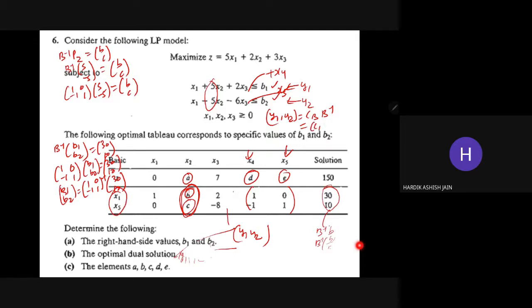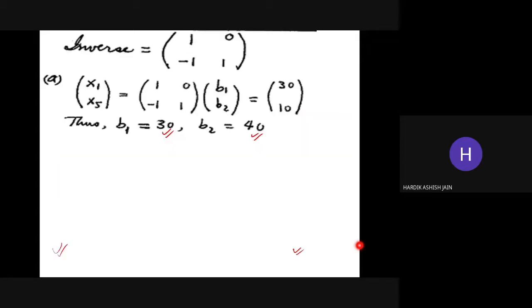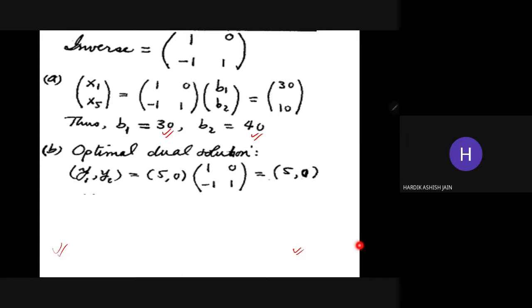So CB will become C1 C5 into B inverse, and C1 is 5 and C5 will be 0, right? So it will become 5 comma 0 into B inverse. So here you will get CB B inverse, that is Y1 Y2. So Y1 Y2 you will get as 5 comma 0, right? It is the C1 C5 B inverse, that is CB B inverse.